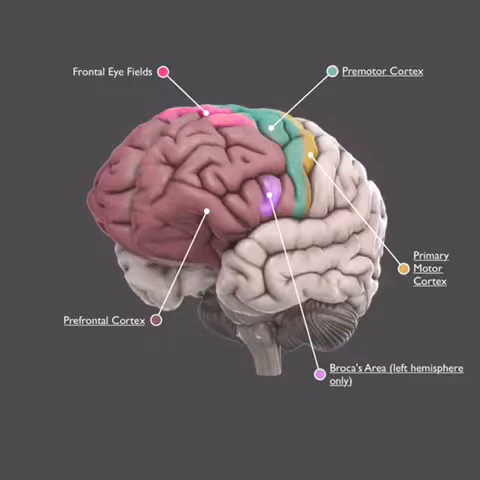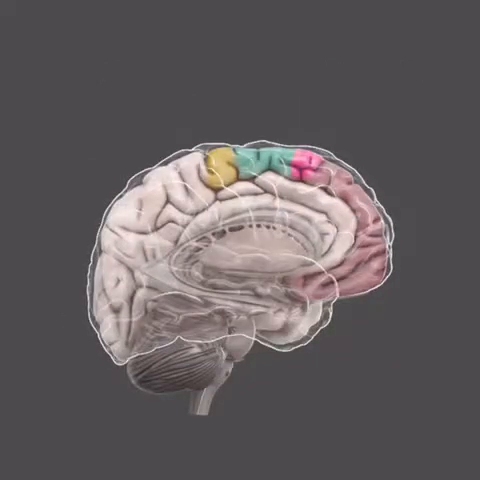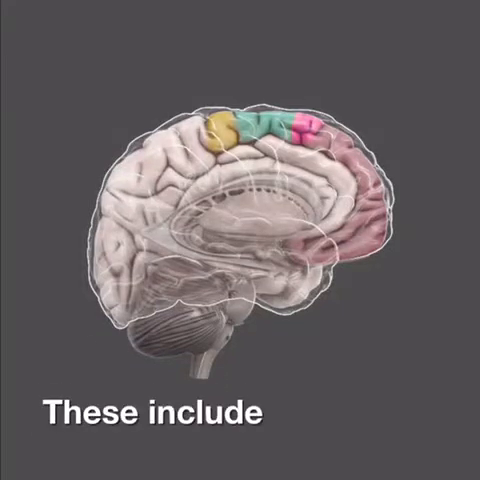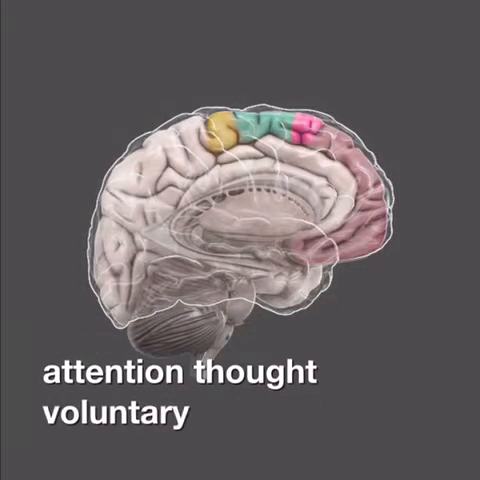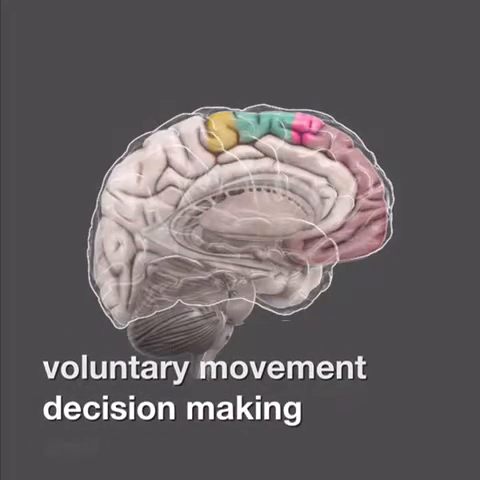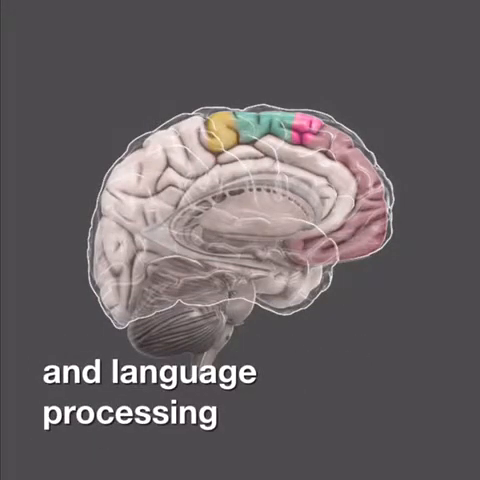Some of its substructures include the prefrontal cortex, the orbitofrontal cortex, motor and premotor cortices, Broca's area, and the middle and inferior frontal gyrus. So I'm not going to go into detail about the separate functions of each of the substructures, but I will talk about some of the overall functions. These include attention, thought, voluntary movement, decision making, and language processing.